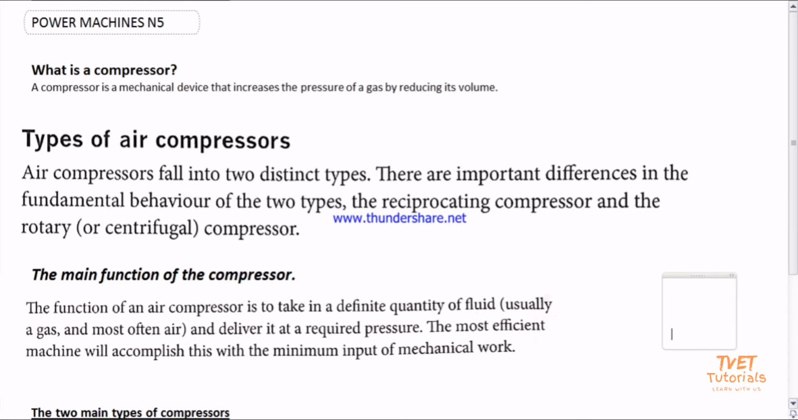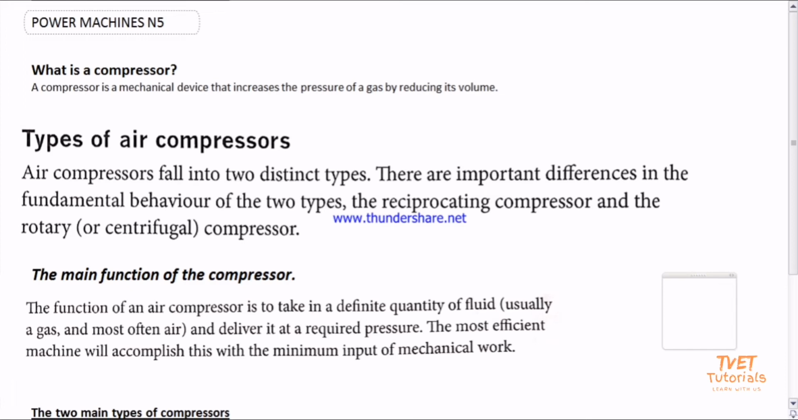What is a compressor? A compressor is a mechanical device that increases the pressure of a gas by reducing its volume. We've got different types of these compressors. Here below we've got types of compressors that we're going to be discussing today. Air compressors fall into distinct types. There are important differences in the fundamental behavior of the 2 types: the reciprocating compressor and the rotary compressor, which sometimes is called the centrifugal compressor.